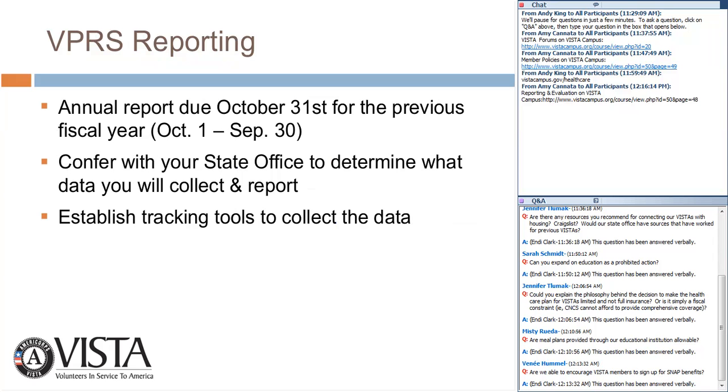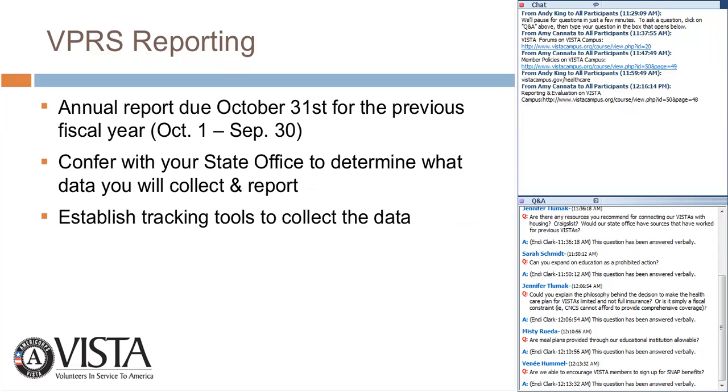The VISTA Progress Report Supplement is due on an annual basis. It's due every year on October 31st for the previous fiscal year. When we say fiscal year, we're talking federal government fiscal year, which is October 1 to September 30. Now you know that your grant may have started in April, and we're asking you to report out on a period between October 1 to September 30.